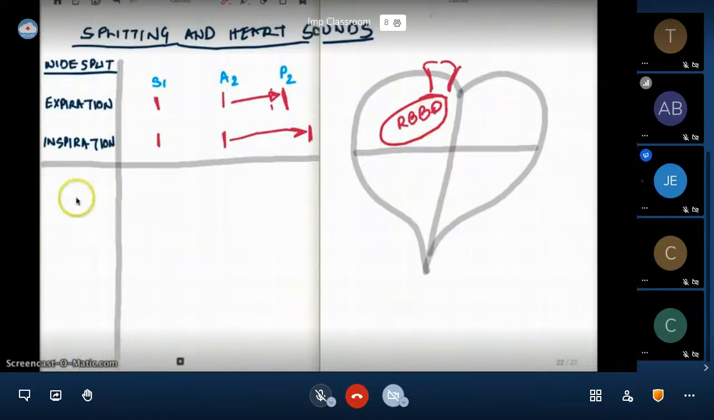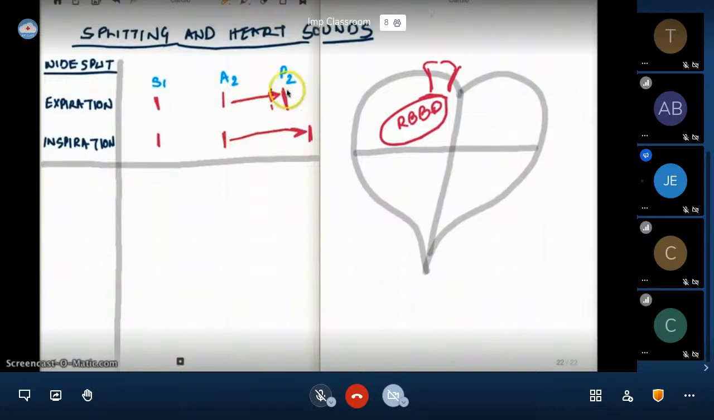Now the next thing I want to talk about is fixed split. I wanted to talk about wide split before I talk about fixed split because you see how this changes with inspiration and expiration. That's why this is not fixed split.